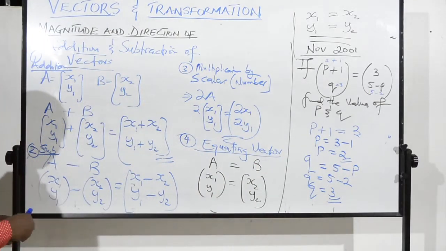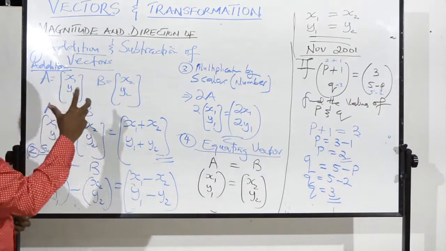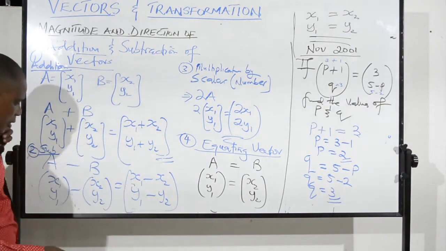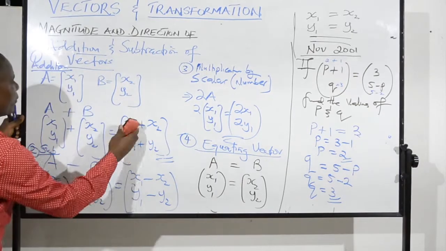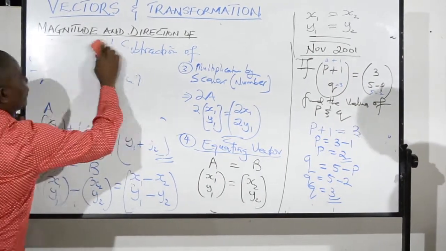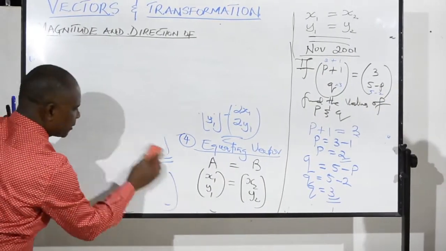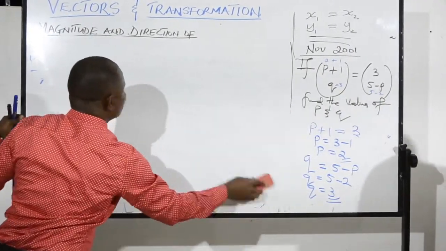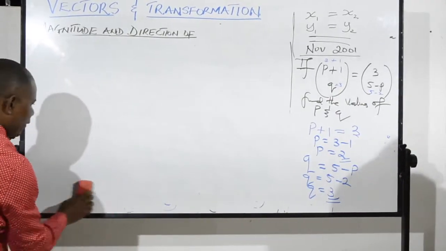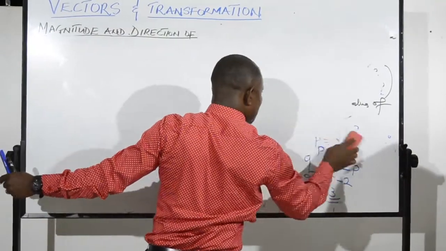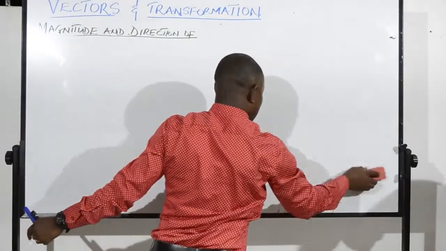That is just an example. So we've done addition, subtraction, multiplication by a scalar, and we have also done equating the vectors. So we have done the manipulation. Now the next thing we need to know is to find the magnitude. I have another example here, also from 2000.